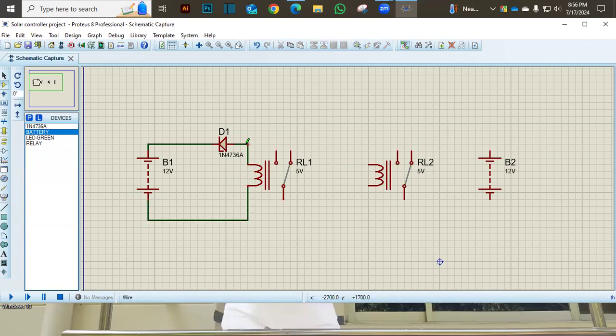Okay. So we're connecting both of our relays in parallel connection so that the maximum amount of charge will pass through the relay, but there will be no fault with respect to current. And now we're connecting our relays in parallel.